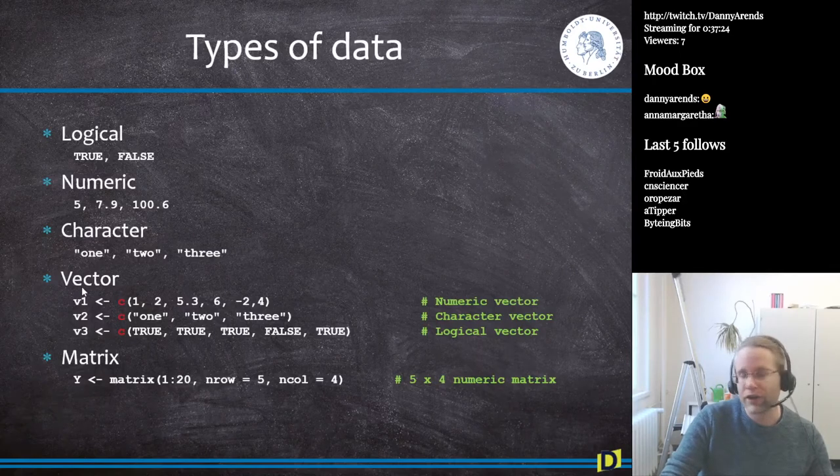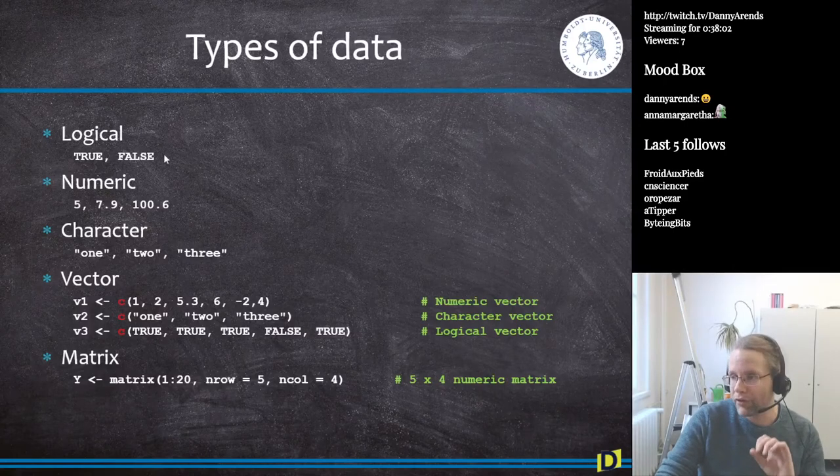We have vectors in R. Vectors are a list of numbers, a list of characters, or a list of logicals. Vectors always contain a single type. For example, we can make a vector using the c function, which is the combine function, and this combines everything together in a list. So here we're making a list which has 5 elements. The first element in the vector is 1. The third element in the vector is 5.3. We can do the same thing with characters, and we can do the same thing with logical vectors.